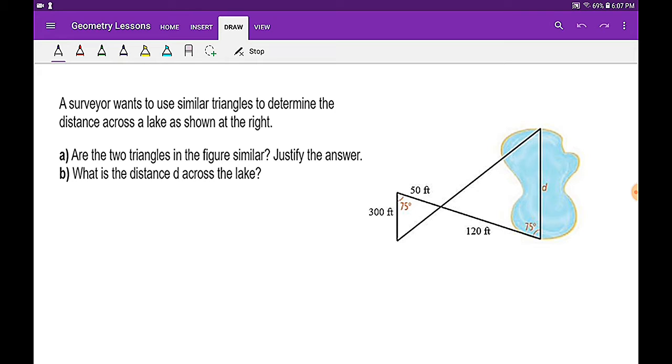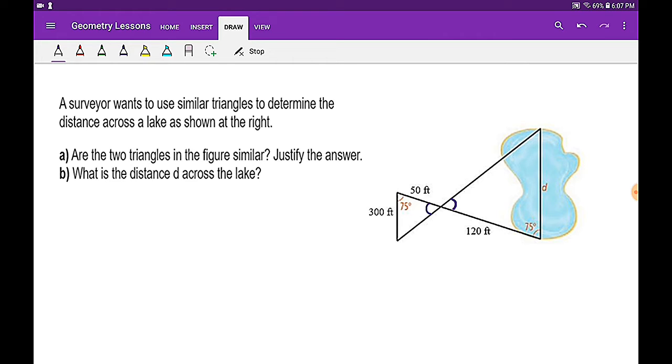Now, looking at the figure, those of you who are my favorite students are already looking at these two angles, and you are screaming, vertical angles, vertical angles, vertical angles. They are congruent. Yes, they are congruent. You're right. I'm with you.